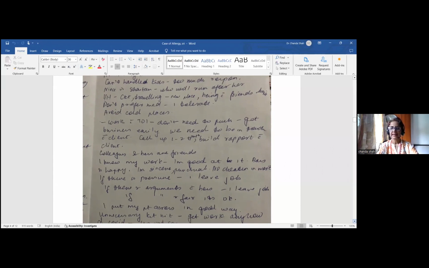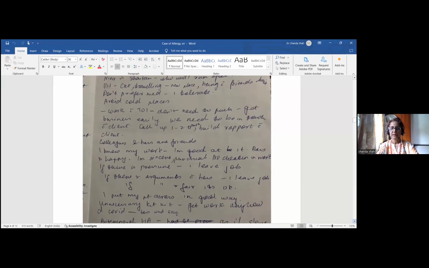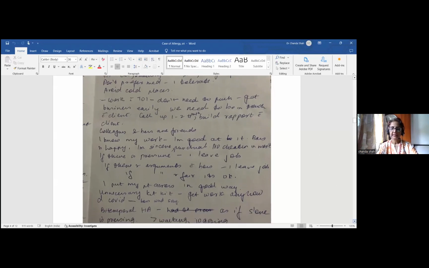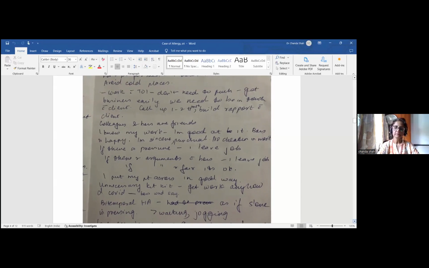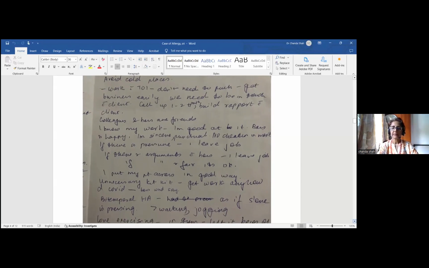Unnecessary nagging, like no, get work anyhow during COVID times. That is not good. Like the boss would say, kuch bhi karke get some advertisements, get some work. So he said, we knew that during COVID times, everyone's business was down. So from where will the work come? So that is how he is. So at that time, because of the pressure of the boss, he would get bitemporal headache. And then I said, describe the headache as if someone is pressing. And it's better by walking, better by jogging.